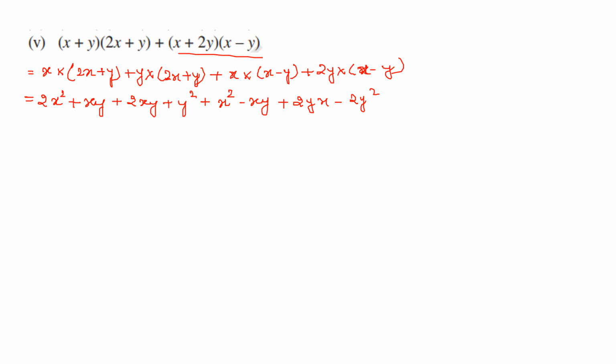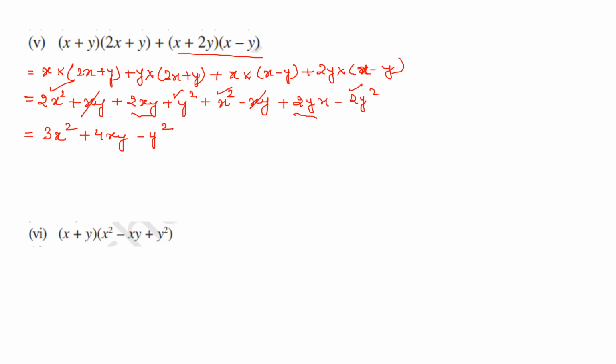Now let's see if anything we can reduce. You can see plus xy and minus xy will be 0. And there are so many like terms. 2x square plus x square will give you 3x square. Then 2xy and here also plus 2xy will give plus 4xy. And then y square and minus 2y square will give minus y square. So this is the simplified form of this answer.